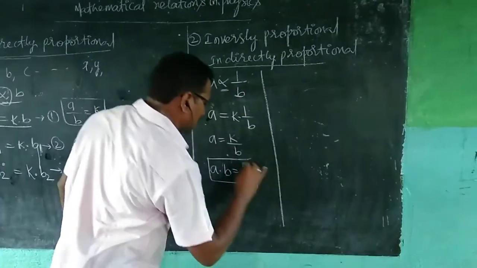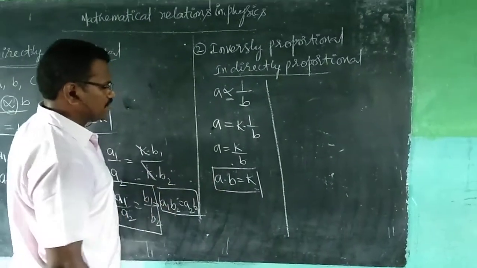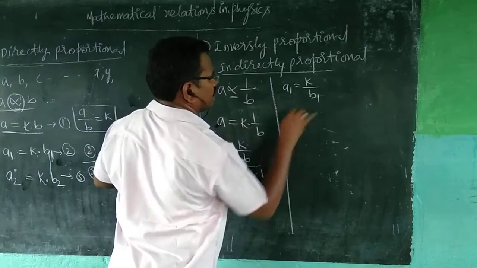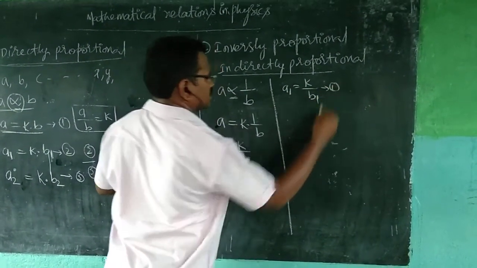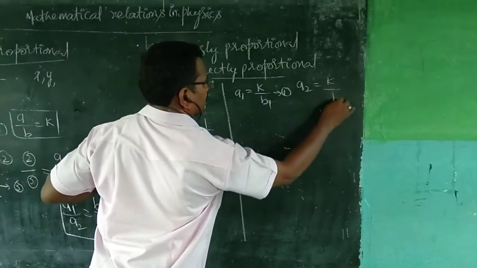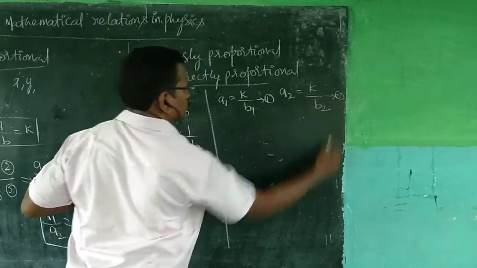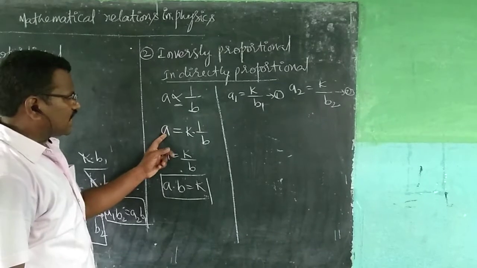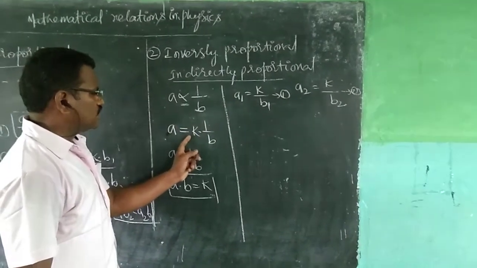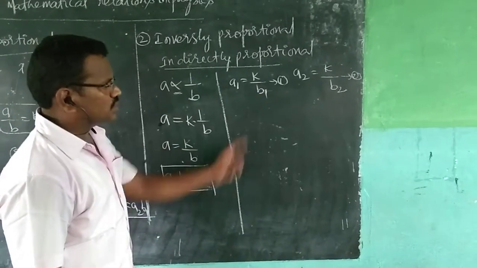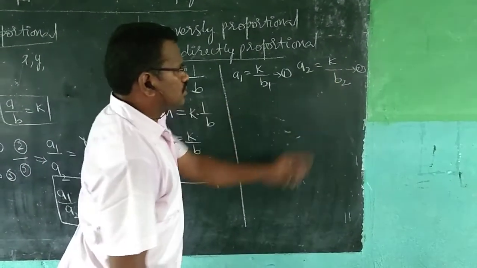Now, by the expansion process, what happens here? A1 is equal to K by B1, of course, equation 1, and A2 is equal to K by B2, equation 2. A1 is equal to K by B1. Here instead of A, I wrote A1. K is equal to, as usual, K is common. Instead of B, I wrote B1. A2 is equal to K by B2.